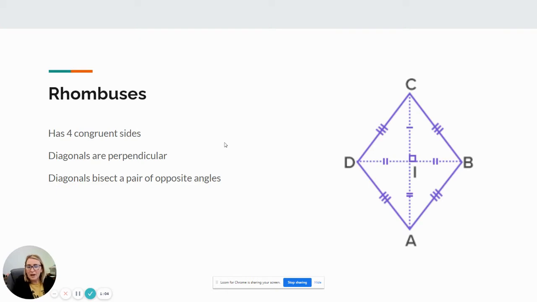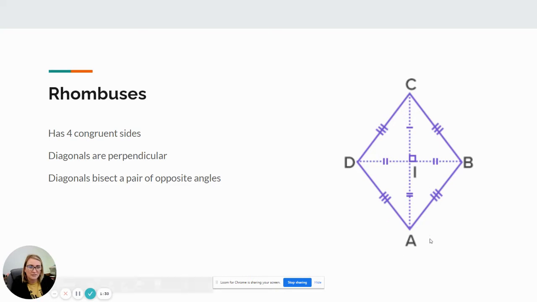Okay, specific about a rhombus. It does look like a kite, but it's different than a kite. It's more like a diamond. It has 4 congruent sides, so all 4 sides are equal to each other. The diagonals of a rhombus are perpendicular, which means they come together at 90-degree angles, because that is perpendicular. And the diagonals also bisect a pair of opposite angles.